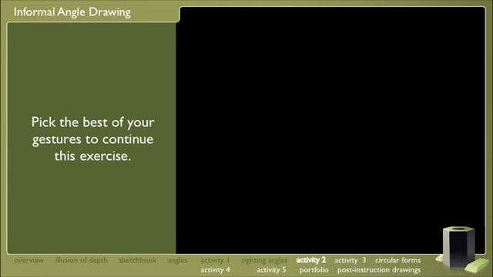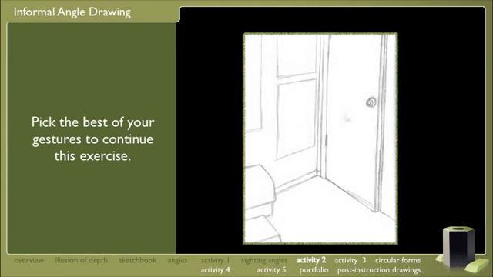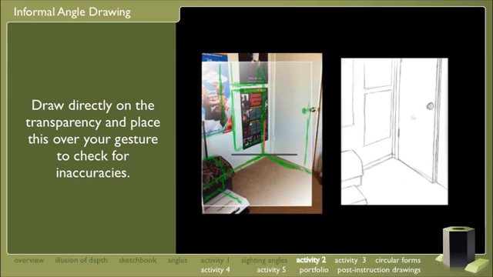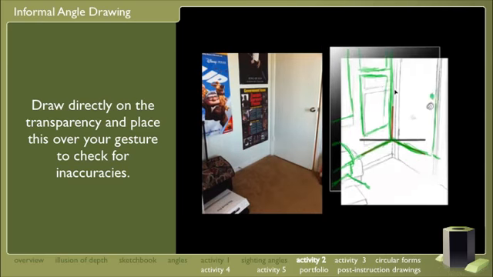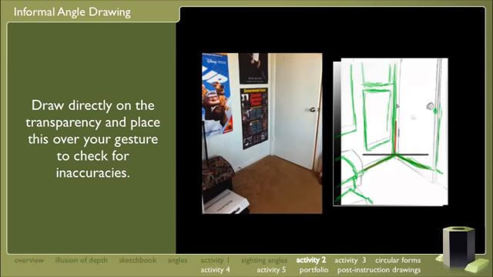Pick the best of your gestures in your sketchbook to continue this exercise. You can do this one of 2 ways. The first is to draw directly on the transparency while viewing, then check it by placing it directly over your gesture.